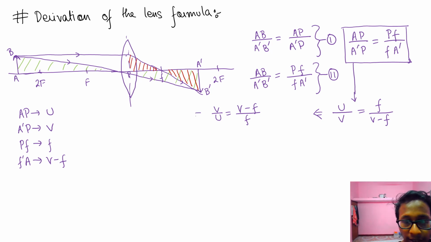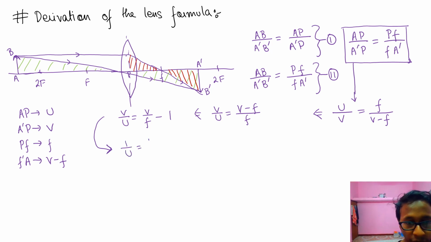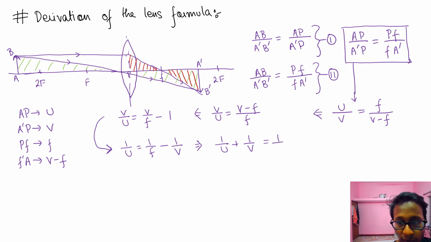If I'm substituting this, V by U is equal to V by F minus 1. Now I'm dividing both the left hand side and right hand side by V. So 1 by U is equal to 1 by F minus what? 1 by V. And here, if I rearrange this, 1 by U plus 1 by V is equal to 1 by F.